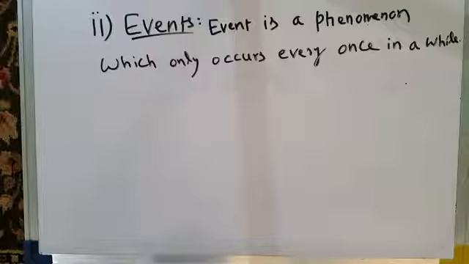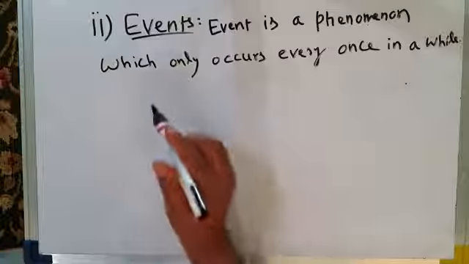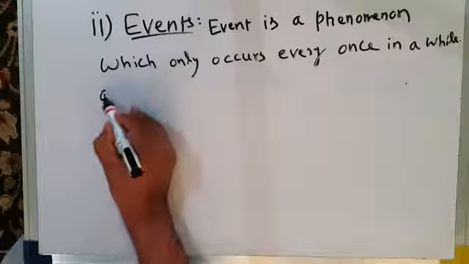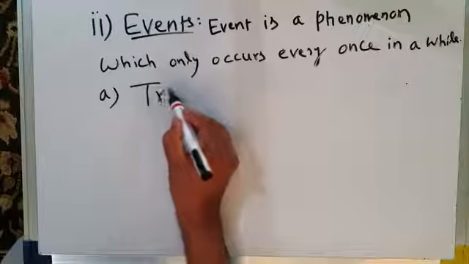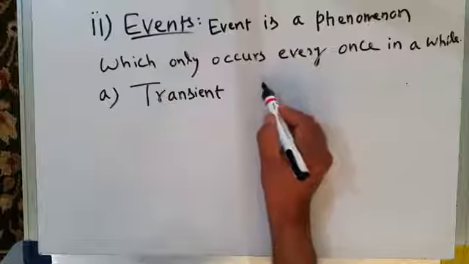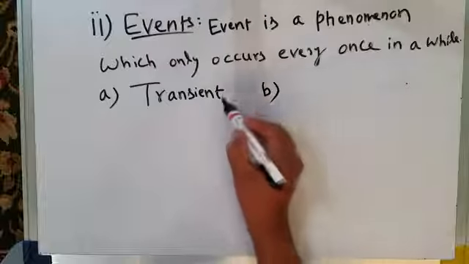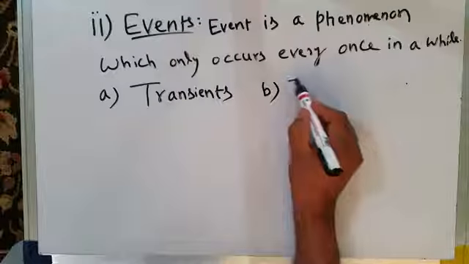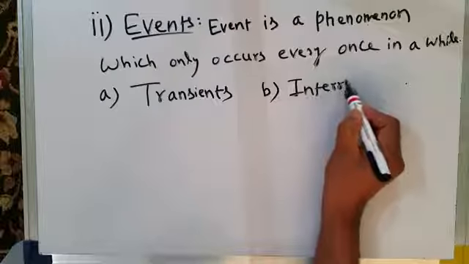Now, what these events do, they result in tripping of the motors, tripping of the processes, stoppage of the processes, loss of production, loss of revenue, and they also result in danger to power system protection equipments. Now, what are the various types of events? Events are of the following types. Number 1, transients. Transient is an example of an event because a transient occurs only once in a while. The second example of event is interruption or interruptions.